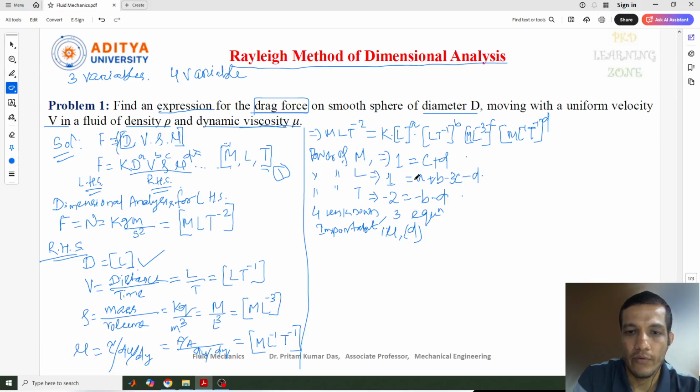Now from the first expression I can convert this value in terms of d. That means let's find the value of c in terms of d. So c equals 1 minus d, okay.